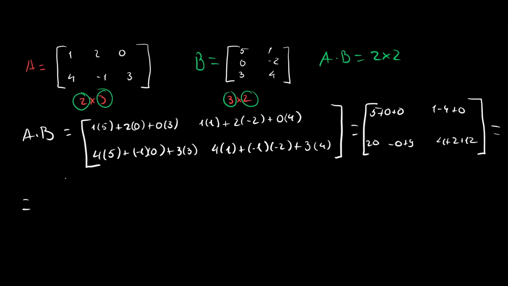And now let's add them up. It's going to be 5 here, minus 3, 29, and 18. Awesome, so this is our result. A multiplied by B will equal 5, minus 3, 29, and 18.